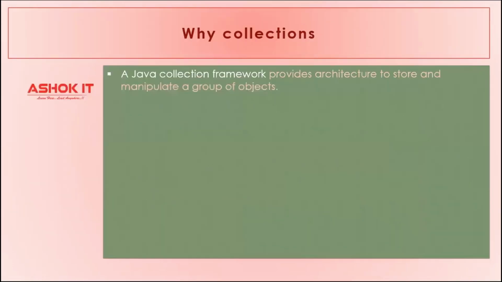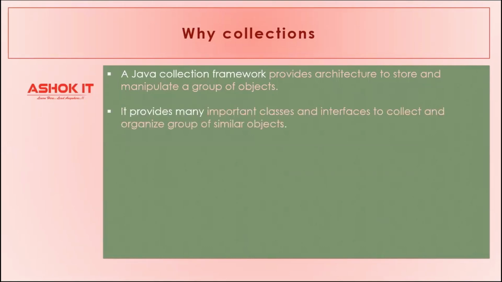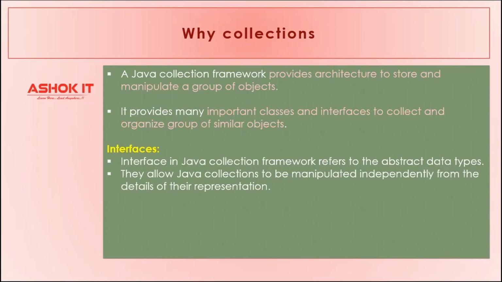So we use collection because it provides architecture to store and manipulate group of objects. So for storing and manipulating the group of objects, the collection framework is used. And the storing and manipulation of group of objects is done using the different classes and interfaces of collection framework. So collection framework provides many important classes and interfaces to collect and organize group of similar objects.